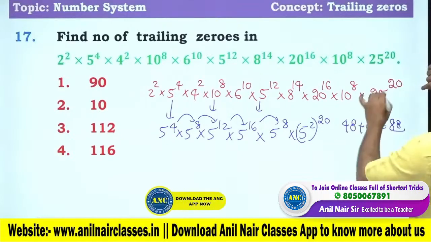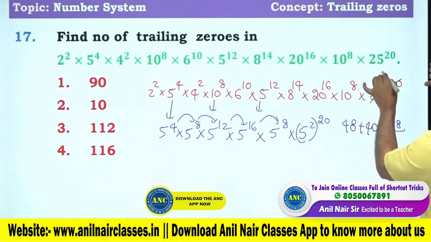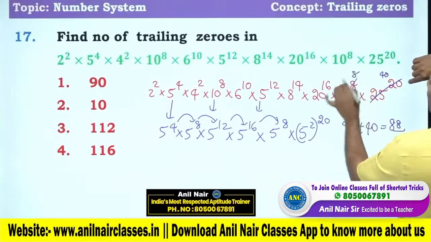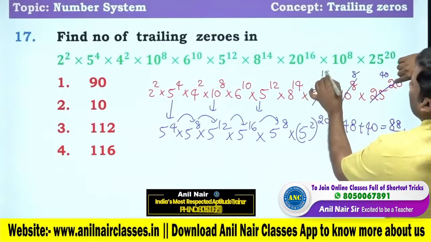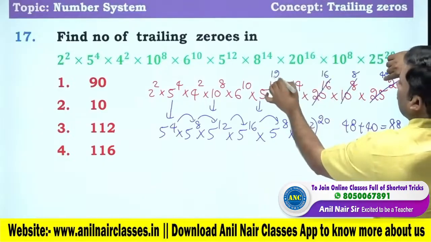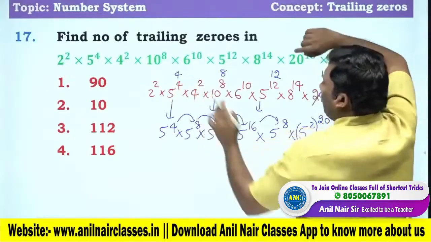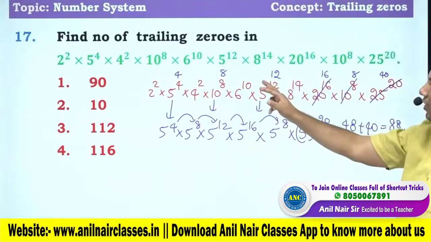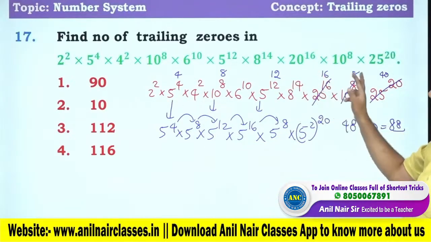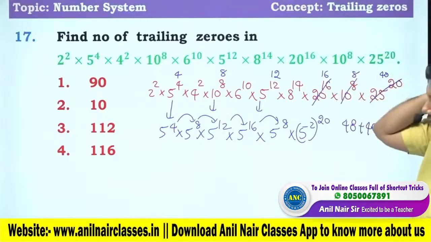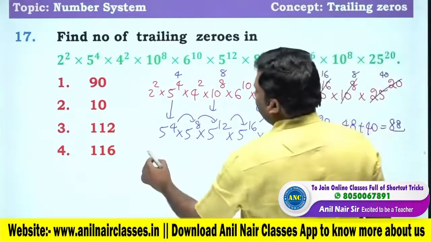Now see here, sir. Here I got 5 square, so it is 40. Here it is 8. Here it is 16. Here it is 12. Here it is 8. Here it is 4. So 4 plus 8, 12, 24, 40, 48, 88. The 88 is not there. So let me check it with 2.